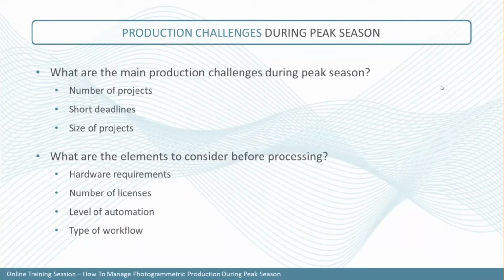So before starting, what elements should you consider before processing your project? The first one would probably be the hardware requirements, such as the GPU you will use, the CPU you will use, and also the drive you will use. Basically, the CPU will be used for some of the modules. Some of the modules will use more cores than other modules, such as the color balancing, which will use more cores.